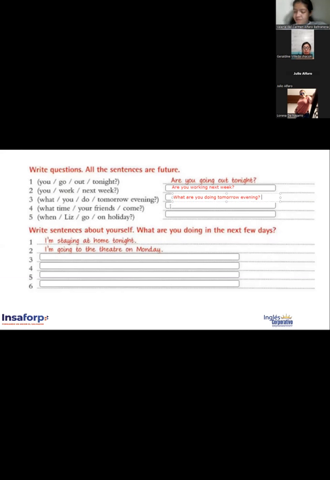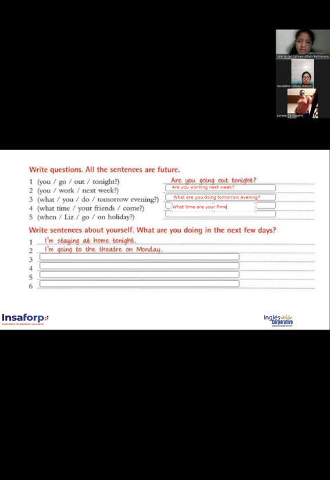And number four. What time? The question word is what time. What time? The verb to be? Are. What time are your friends coming? What time are your friends coming? Exactly. What time are your friends coming? And number five, when is Liz going on holiday? Very good.